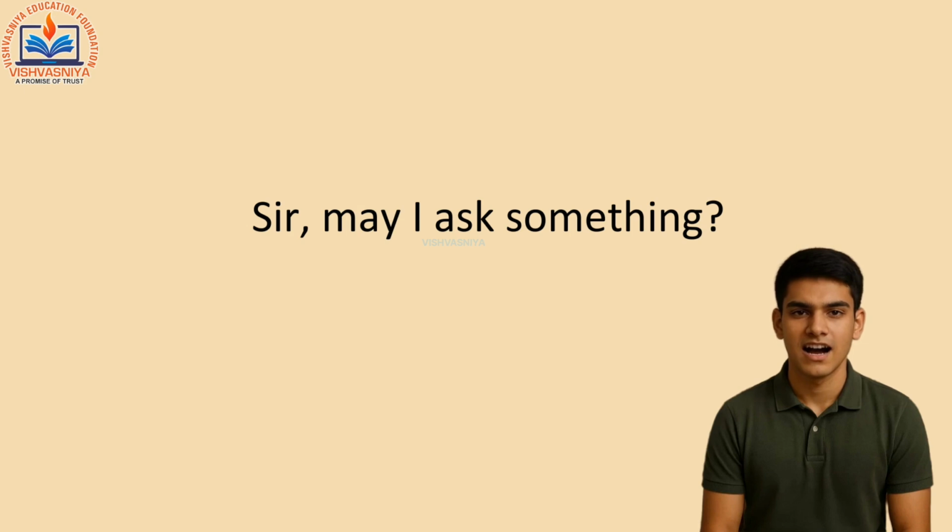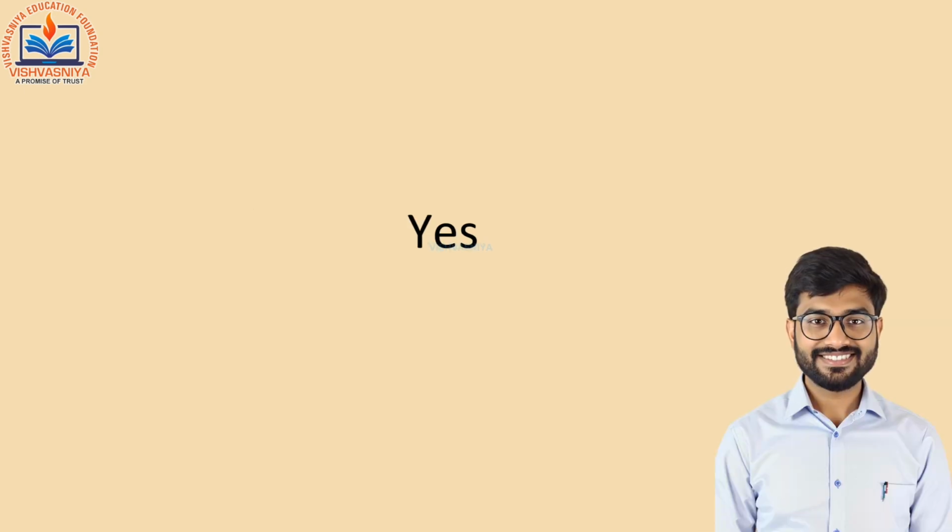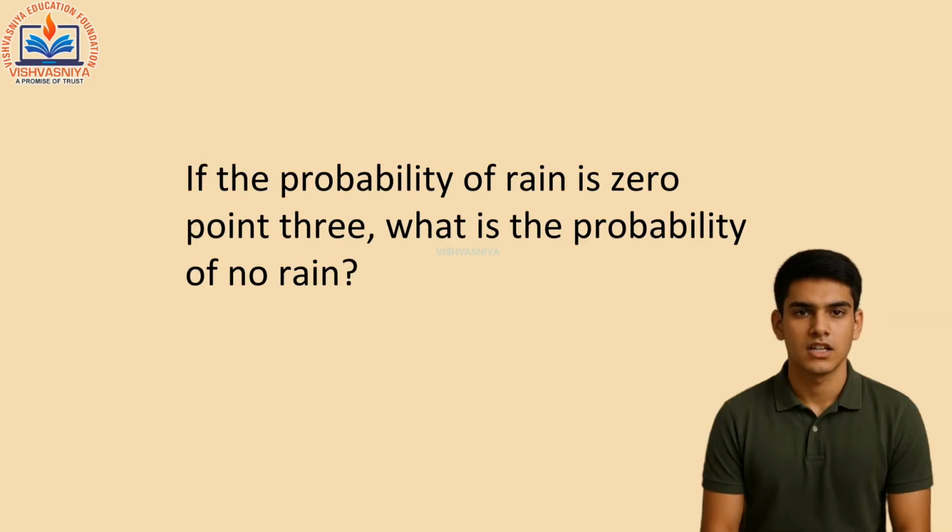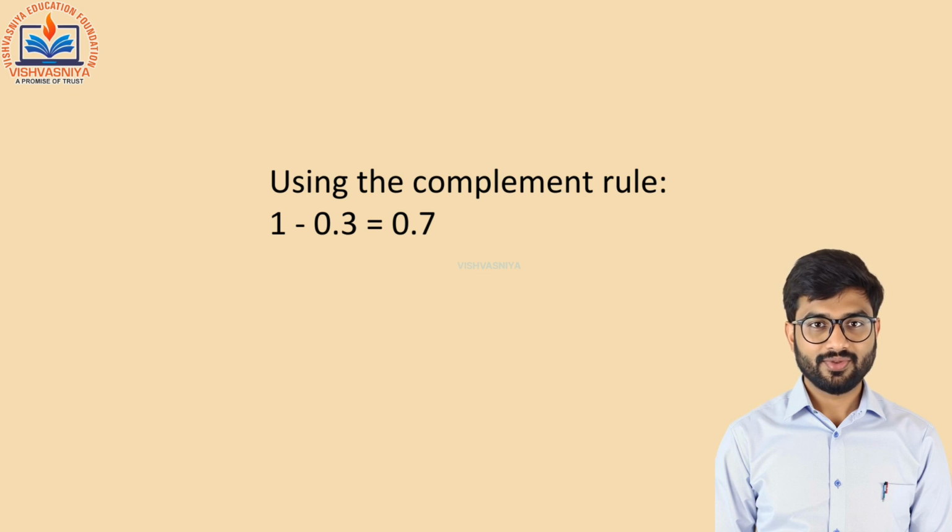Sir, may I ask something? Yes. If the probability of rain is 0.3, what is the probability of no rain? Using the complement rule, 1 minus 0.3 equals 0.7.